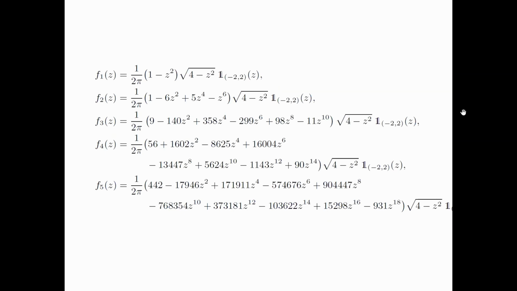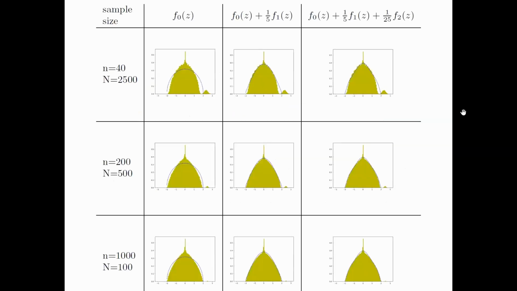So here are the densities, just to show you what they look like. They all look like the semicircle law multiplied by some polynomial in front. So just so you know, it's actually computable. And here are some plots to show that indeed, when we consider more sigmas, the prediction matches the empirical distribution better and better. So, that's it. Thank you very much.